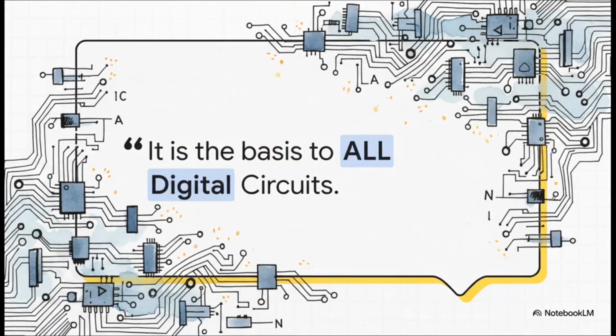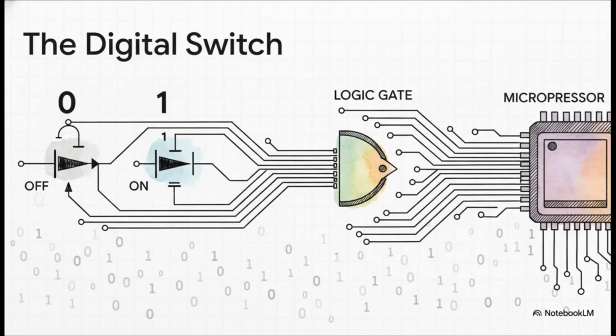And I love how the source material puts this. It's just so direct. It is the basis to all digital circuits. And that is not an exaggeration, not even a little bit. This simple, reliable switching action is, well, it's everything. So why? Why is it the basis for everything?